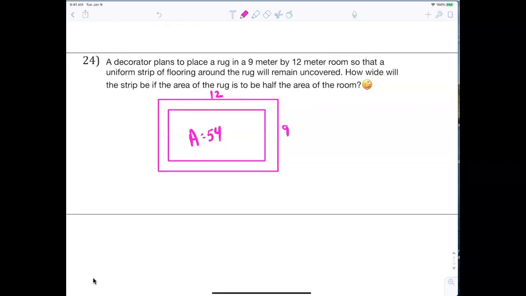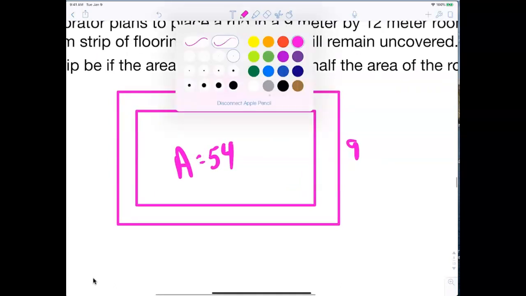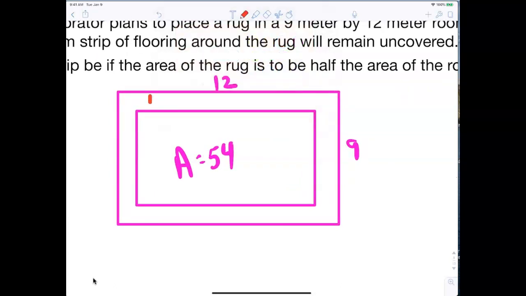Because that area is 54, I want someone to tell me again what this distance is from here to here. Good job, guys. What's this from here to here? x. And the reason we know it's x is because it says it's uniform. So that means from here to here again is what? All right, so now I want someone to be brilliant. I need someone who's thinking, tell me what that length is.